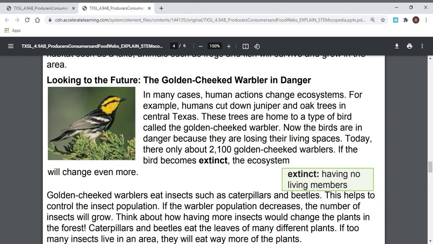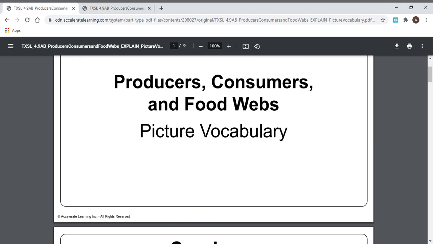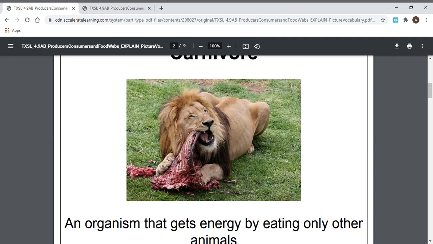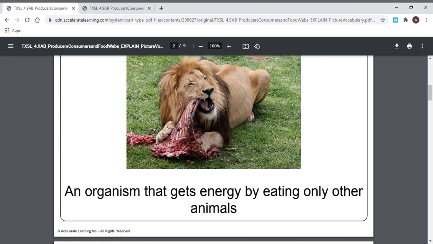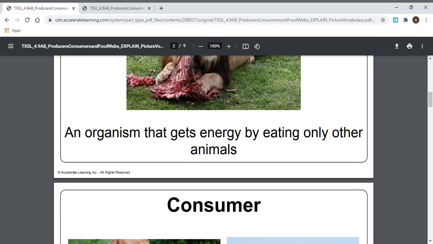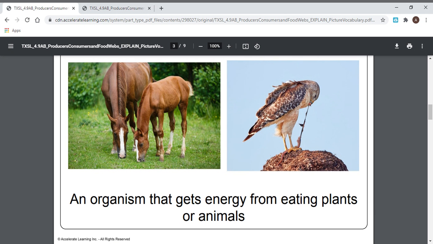So let's go ahead and go to our vocabulary. We're going to start with carnivore. We learned about carnivores, but we're going to continue and stress over the consumers that we have. A carnivore is an organism that gets energy by eating only animals. That is a carnivore. Next is a consumer. There are 3 different types of consumers that we have. A consumer is an organism that gets energy from eating plants or animals.